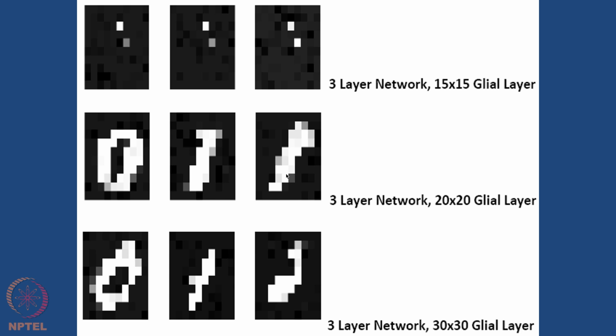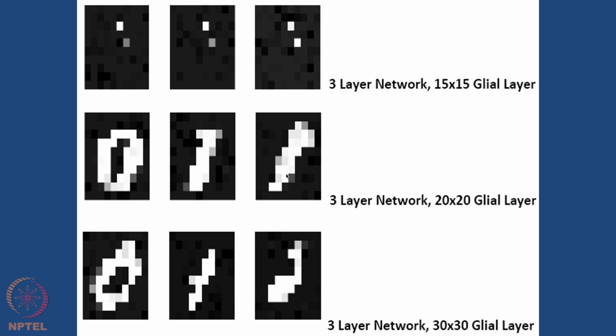So we keep on increasing the glial layer size, right? Here in the top layer it is a 15 by 15 size glial layer. In the middle layer, the glial layer becomes 20 by 20, and in the bottommost layer it becomes 30 by 30. So as we keep on increasing the number of glial cells in this model, that is, the size of the glial layer, the matching principle is progressively achieved. In the bottommost layer, for example, you can see that the energy feedback pattern is matching very closely with the input pattern to the neural layer.